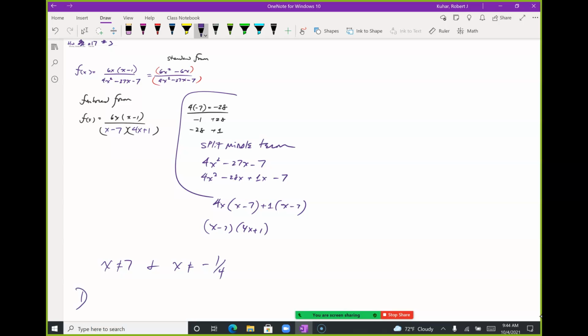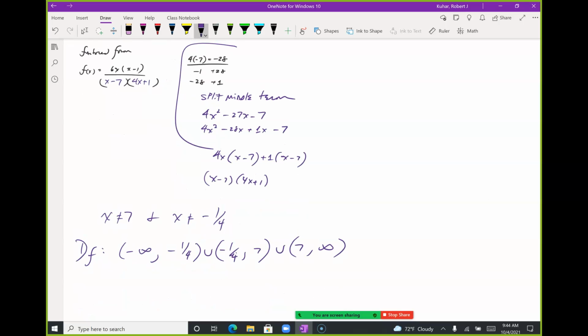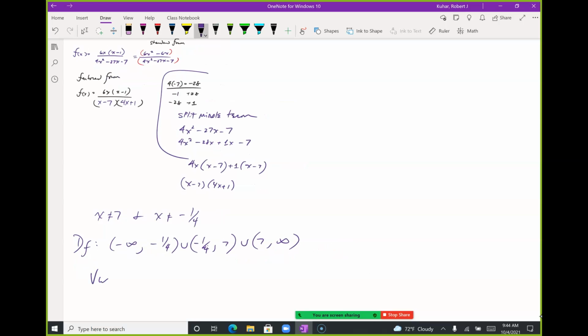So what's my domain now? It's minus infinity to negative 1/4, union negative 1/4 to 7, union 7 to infinity. Right, I've got two pieces there that can't happen. Two x values that make my denominator 0, which is bad. And so that means I know vertical asymptotes, right? Vertical asymptotes will happen at x equals 7 and x equals minus 1/4.